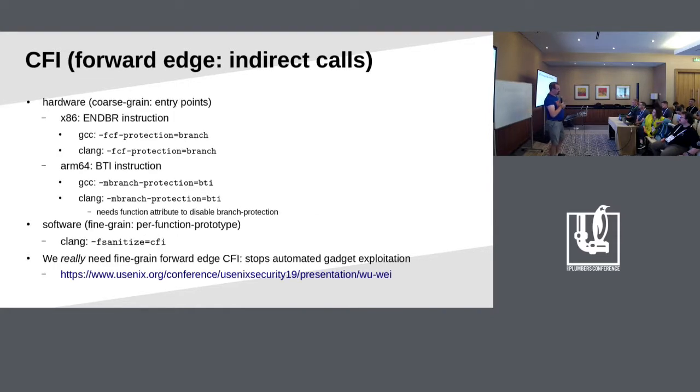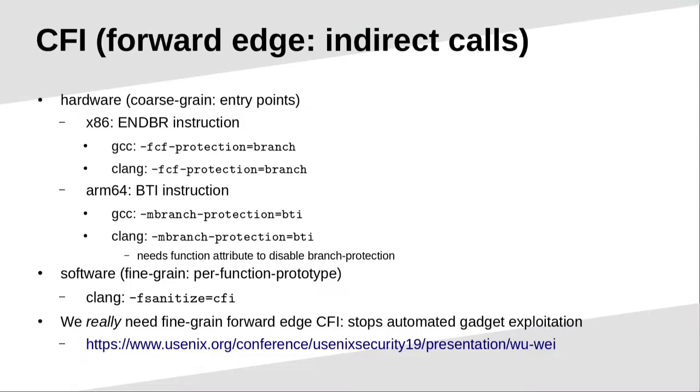Forward edge CFI, so protecting indirect calls. You know, you've saved a function pointer in the heap, and you read it back and jump to it. Actually validating the destination of those is another good one. So in hardware, there's really only support for coarse grain validating that you're entering a function.